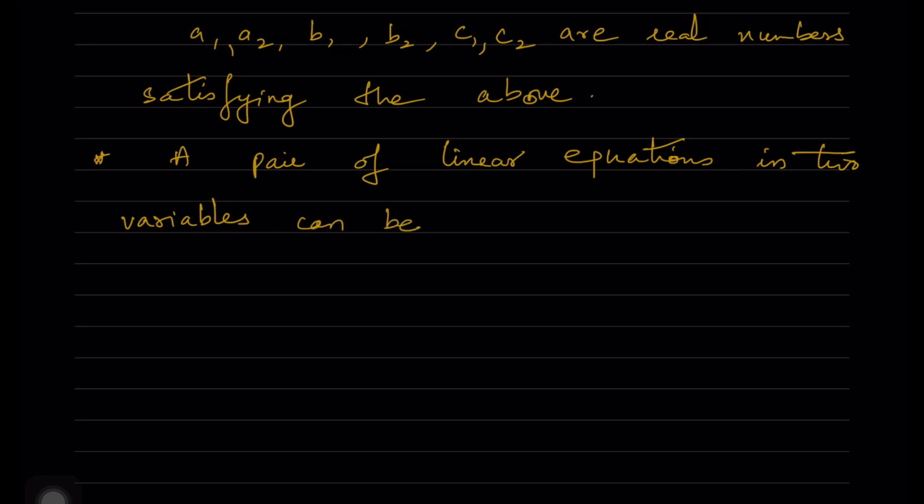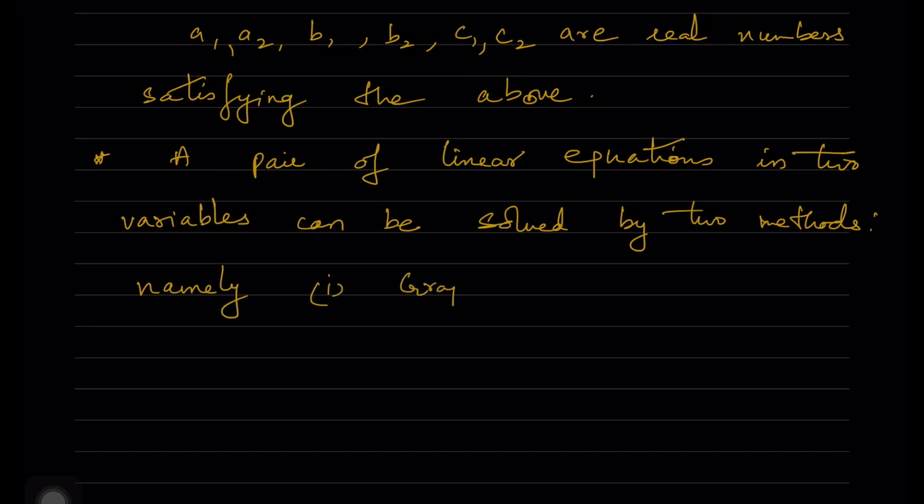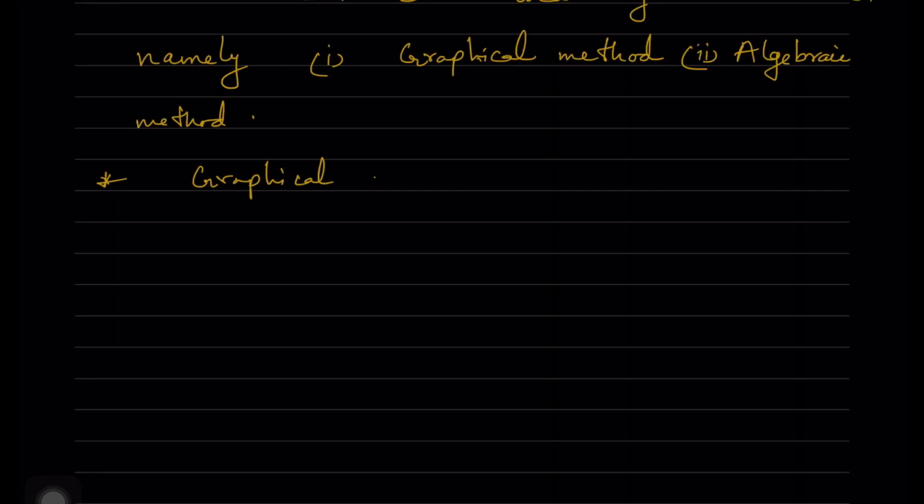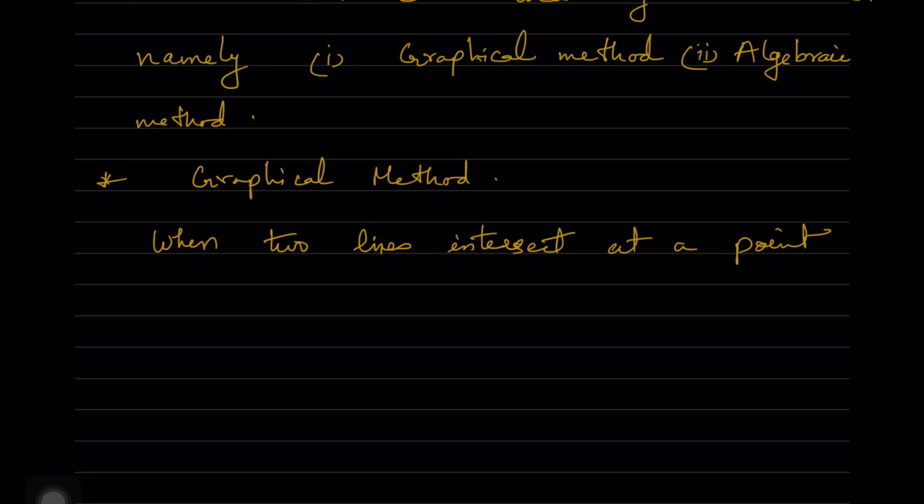Now next important point to remember is a pair of linear equations in two variables can be solved by two methods. So what are the two methods we'll see here? There are totally two methods here. The two methods are graphical method and algebraic method. How do we solve graphical method? We'll just see. In graphical method, we have three cases: when two lines intersect each other, when two lines are parallel, when two lines are coincident.